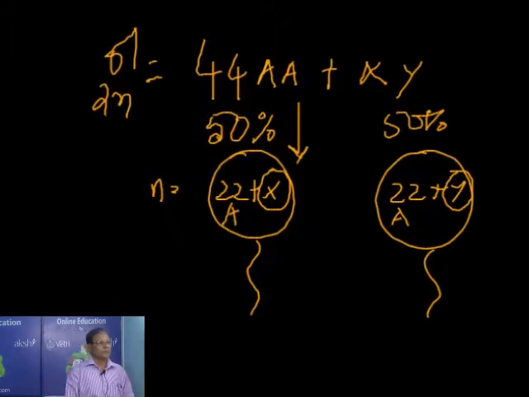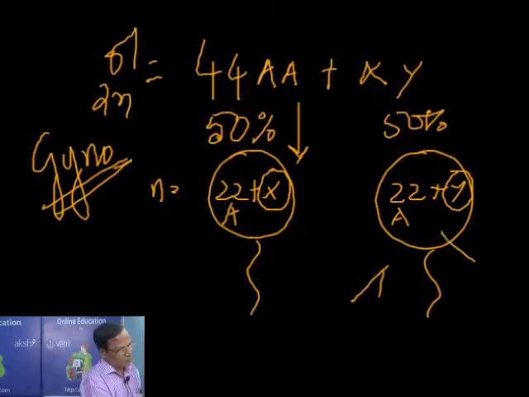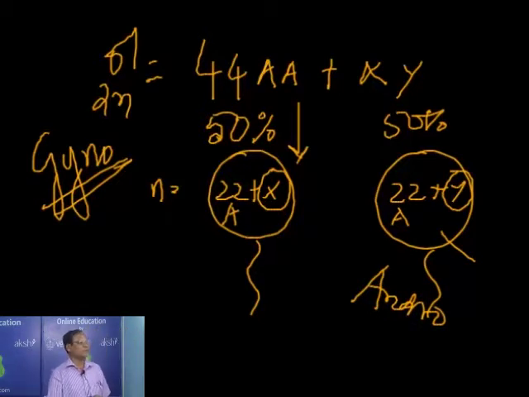50% of the X and 50% of the Y chromosomes. And those sperms having X chromosomes are called gynosperm, as in the case of the gynoecium. So this is gynosperm. And those sperms having Y chromosomes are called androsperm, as in the case of the male part of the flower.